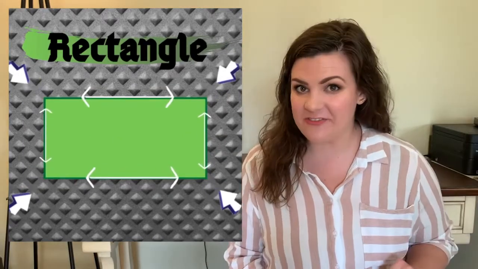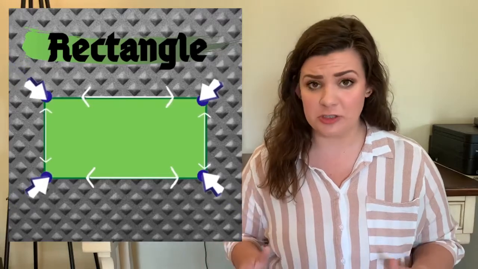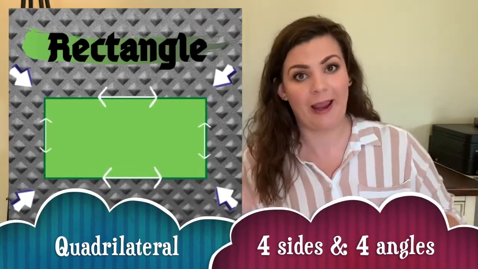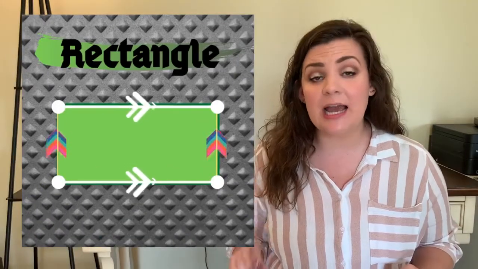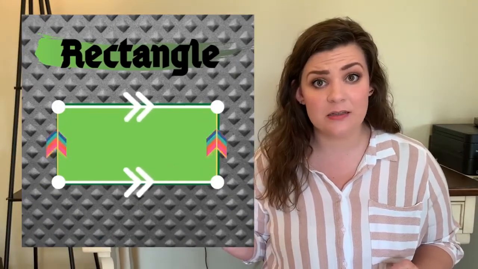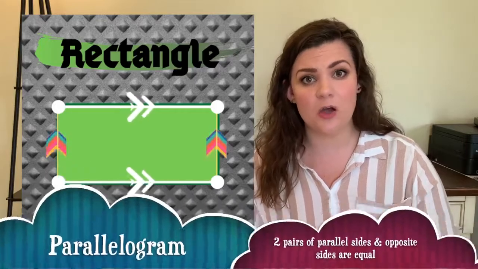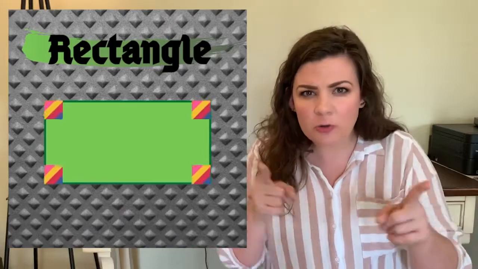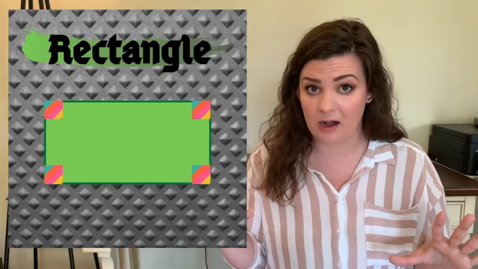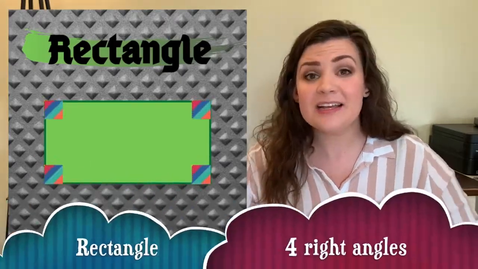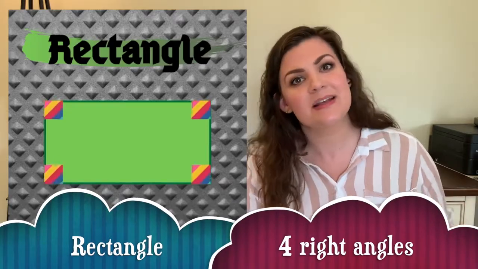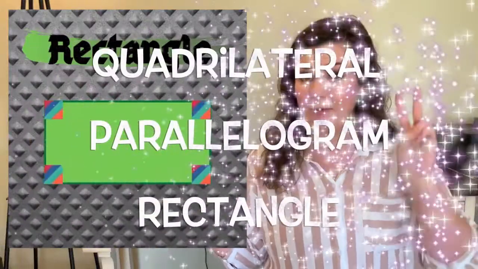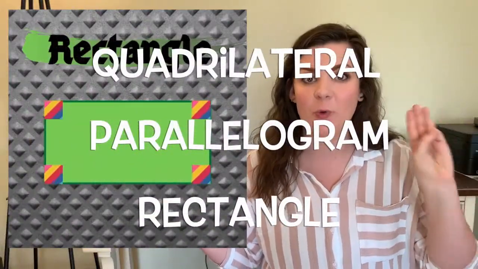Rectangle has 3 classifications. Just like all of his children, he's also a quadrilateral because he has 4 sides and 4 angles. But just like his twins, he has 2 pairs of parallel sides, and those pairs of parallel sides are equal in length. That is what makes him a parallelogram. But do you remember what he said was the biggest accomplishment of his life? That he has 4 right angles. That's what makes him a rectangle. So this polygon here is a quadrilateral, a parallelogram, and a rectangle.